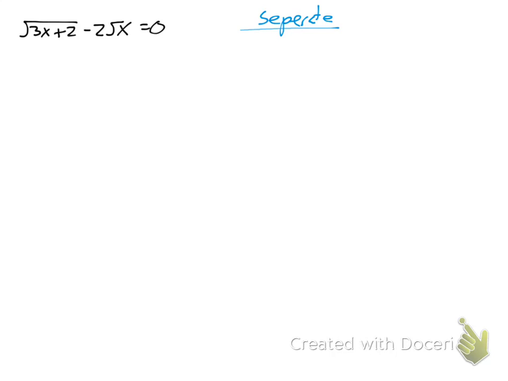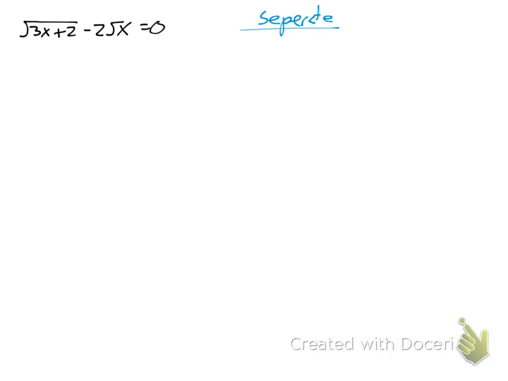Separate the radicals. Separate them to their own sides. Sometimes it's not just a 0. Sometimes it's like a 2 there. I'm still going to get the other one to the other side. It creates a binomial. You know how to square a binomial. Separate, FOIL, that type of thing.